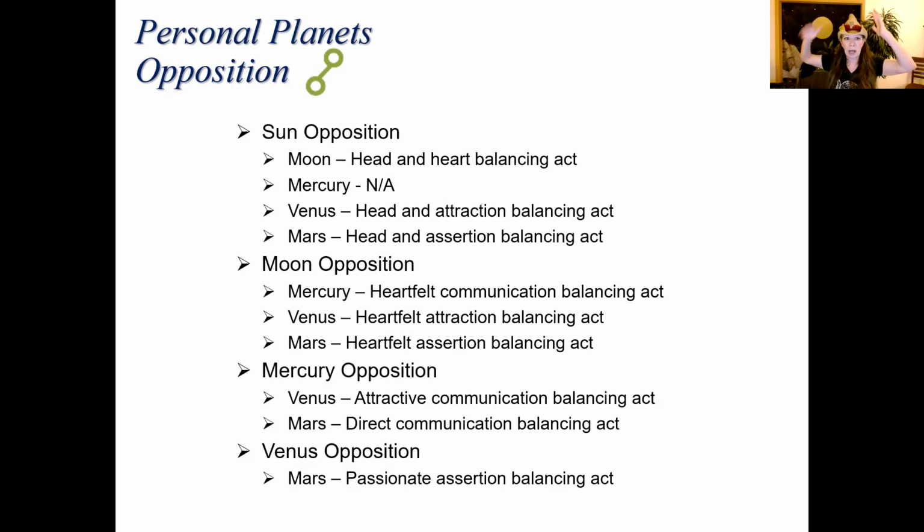If the sun is opposite the moon, that means that the head and the heart have to do a balancing act. Maybe their head says, oh well, let's go out. And their heart says, no, I want to stay home. Vice versa in any situation, they have to strike a head-heart balance. So when you see somebody with this, understand that they're constantly figuring out, should I trust my head or my heart? How can I find the balance between the two?